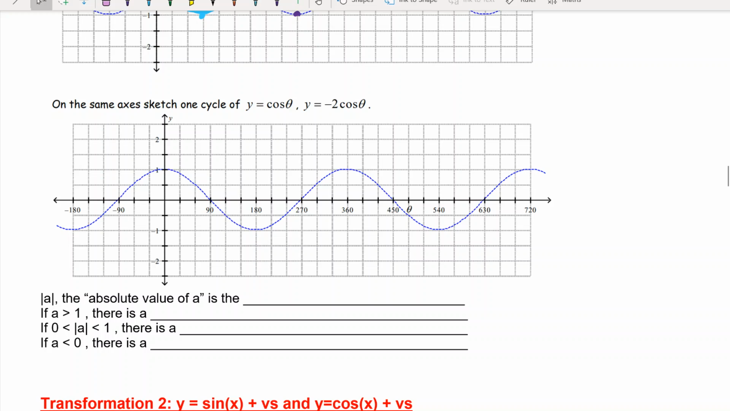So let's look at what happens when we have a number and a negative sign. So this is -2 cos theta. I'm just multiplying everything by -2 over here. So now I have a curve that's coming up and then going down. And if I needed to draw more points to get that happening, I could continue the curve as well.